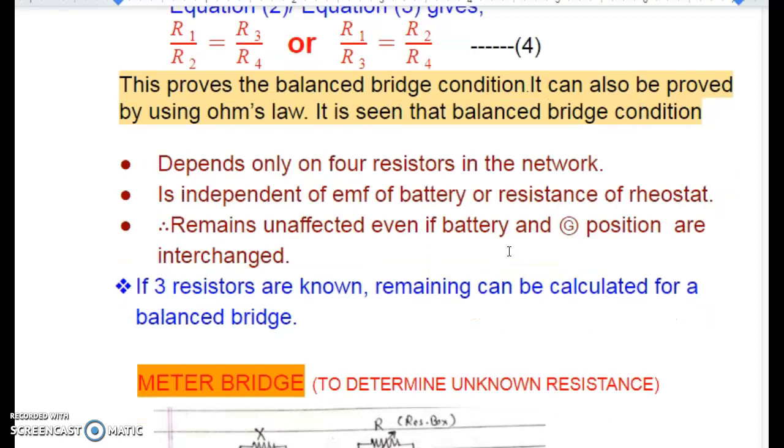So what I further say is that if at all out of those 4 resistors, if 3 resistors are known, you can actually calculate the value of the remaining resistance, and by using the same technique we can try and find out the unknown resistance by using an apparatus that is called a meter bridge, which we will see in our next video.